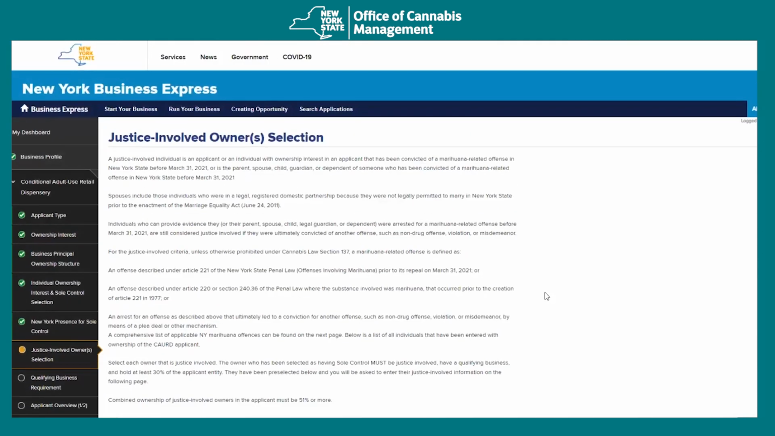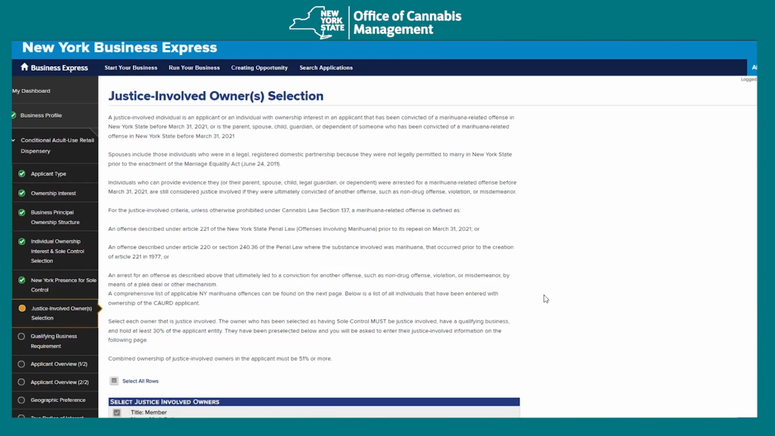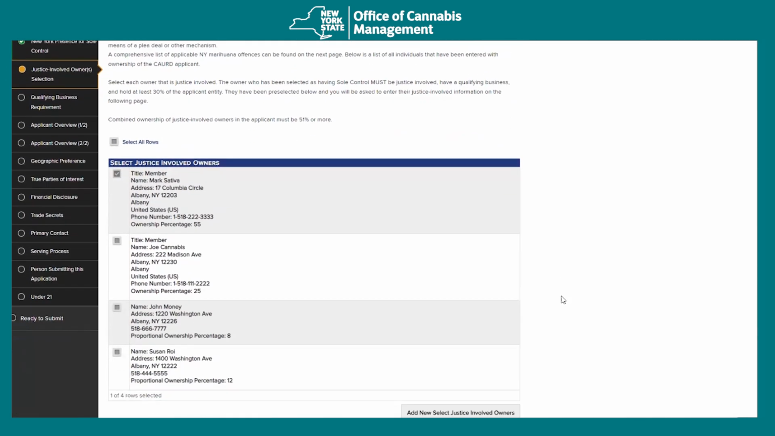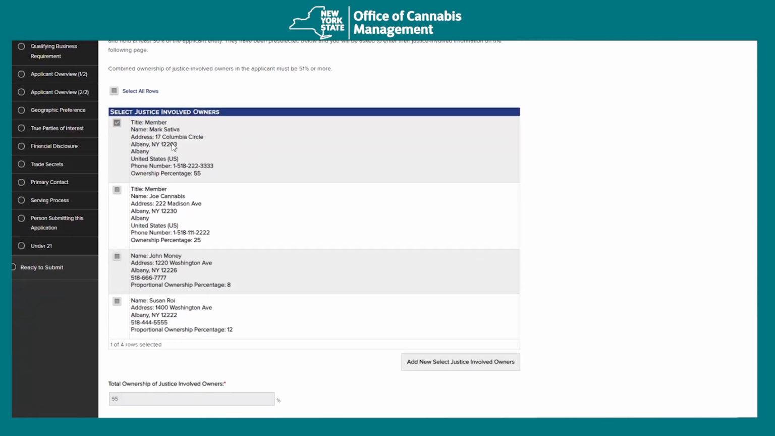In this section, I will provide information on the owners of my planned dispensary who are justice involved. The justice involved owner's definition is listed here, but if you have questions about if you meet this criteria, please visit the OCM website for further guidance. The person who I just indicated has sole control over the application is pre-selected here. No other owners of my business are justice involved.